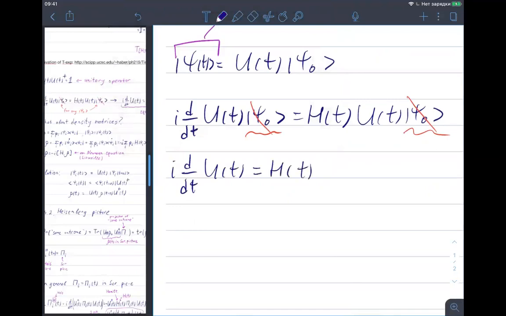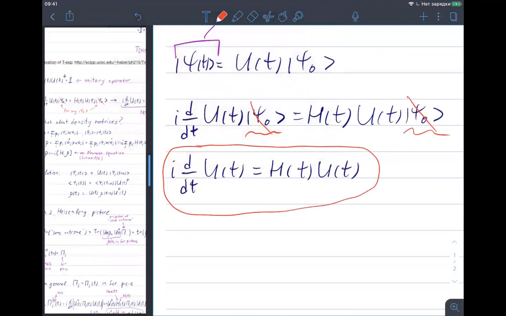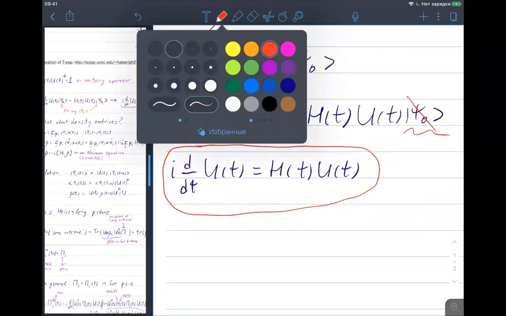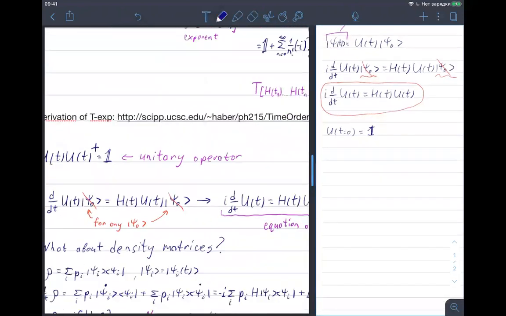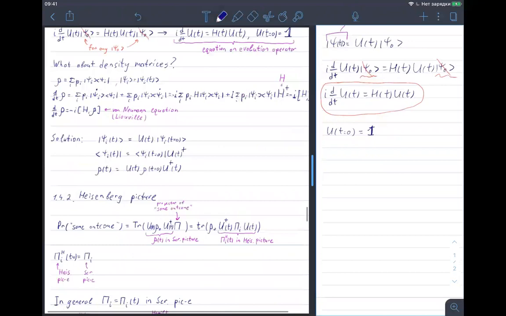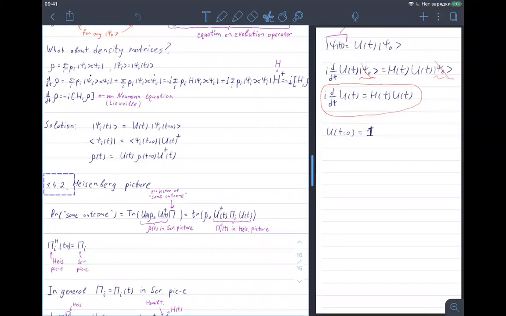So we can think about the Schrödinger equation as an equation on the evolution operator. It looks a bit strange, but nevertheless, sometimes it's very important. Actually, the time-ordered exponent is derived using this expression. For time equal to 0, the initial condition on our unitary evolution operator is just the identity operator. Quite a trivial fact. Okay, so then let us move to our Heisenberg picture.